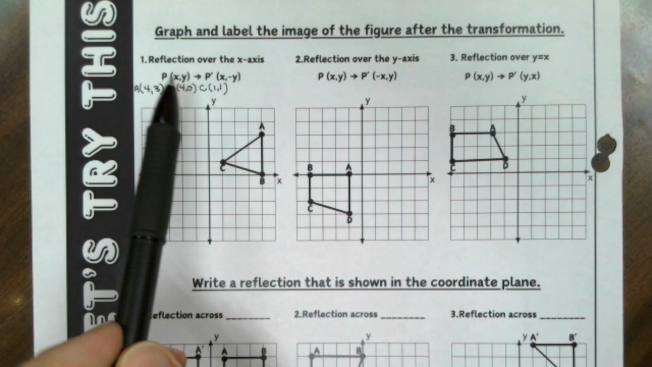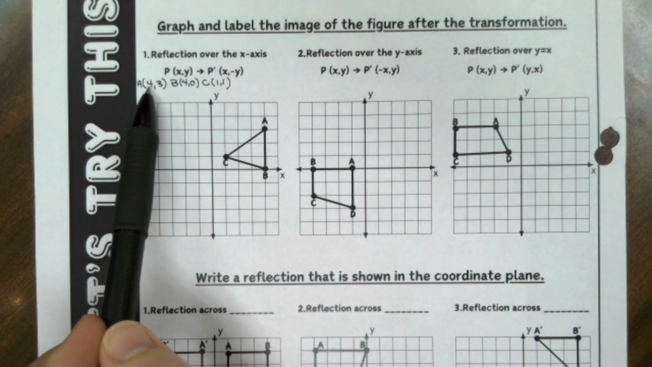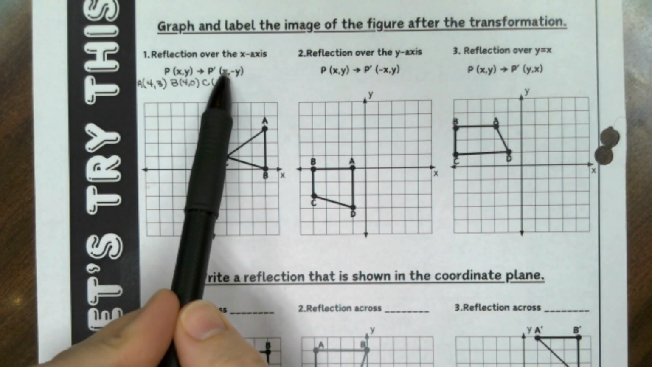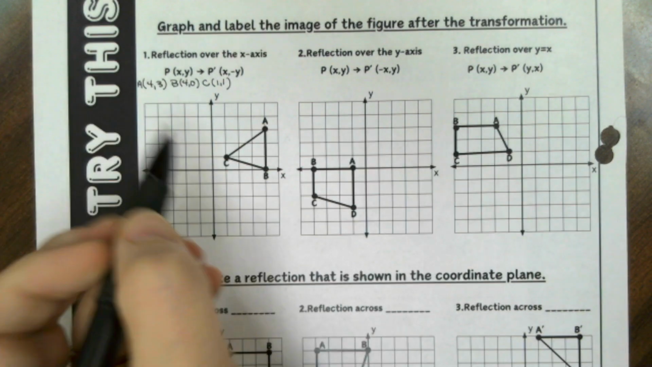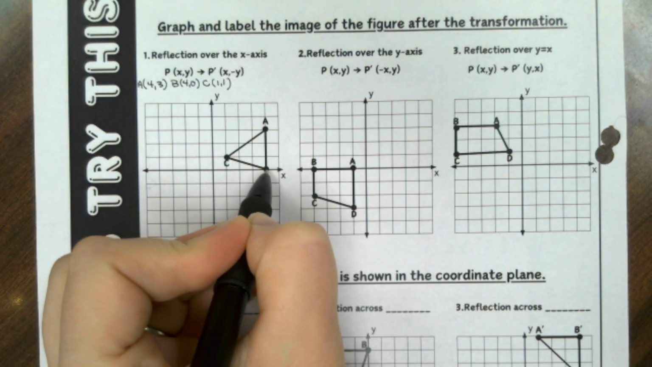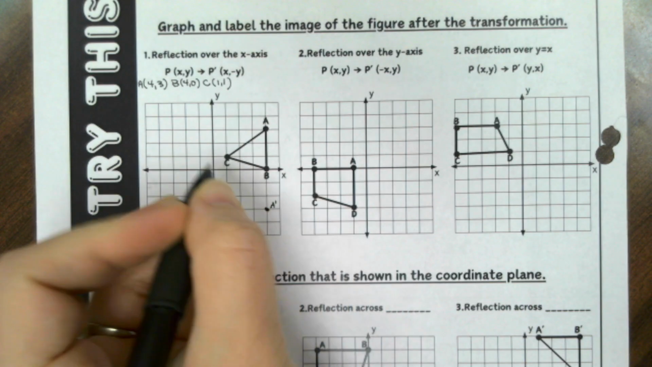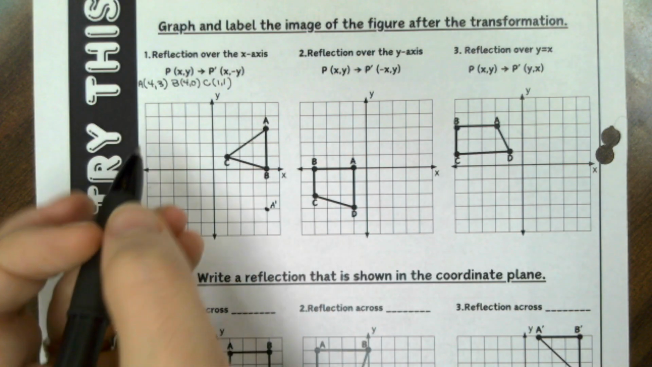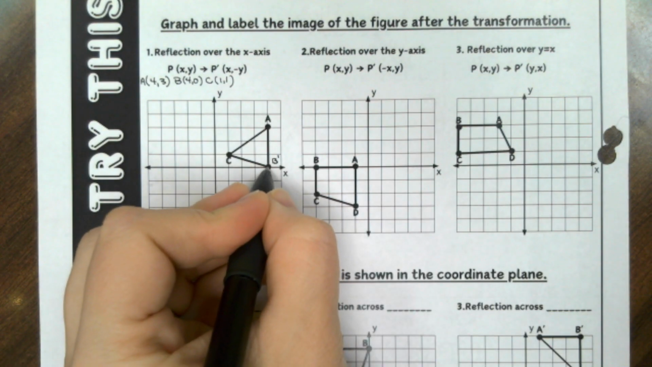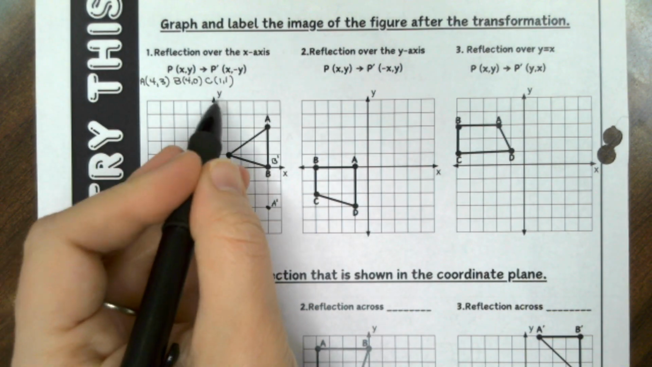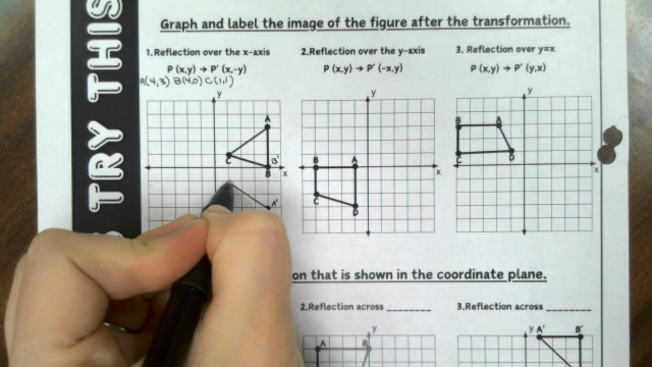Okay, now that I know that, I'm going to take my original figure points, and I'm going to change them to my image. So my x will stay the same, but my y will become a negative. So I'm going to have 4, -3, so 1, 2, 3. I'm going to have 4 and 0. 0 can't be negative, right? So this is also going to be my B prime at this point right here. And then I'm going to have 1, -1.